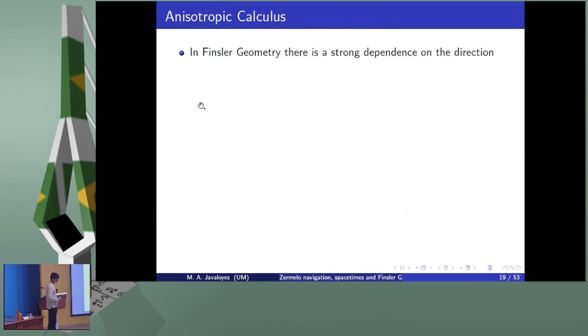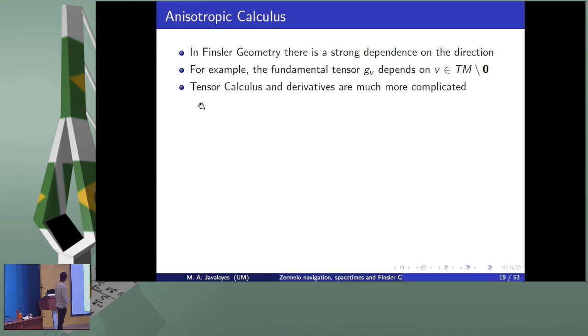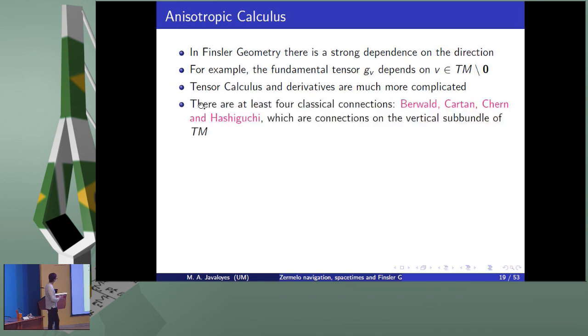So, as I said, Finsler geometry has a strong dependence on direction. The first tensor that we found that depends on direction is g_v, the fundamental tensor. So the tensor calculus is much more complicated. In general, in Riemannian geometry, you need some connection in order to make computations. But here, there are 4 classical connections. There is not a unique connection in order to make all the computations.